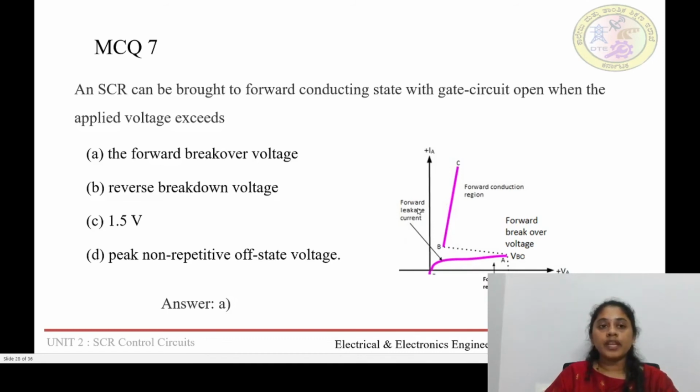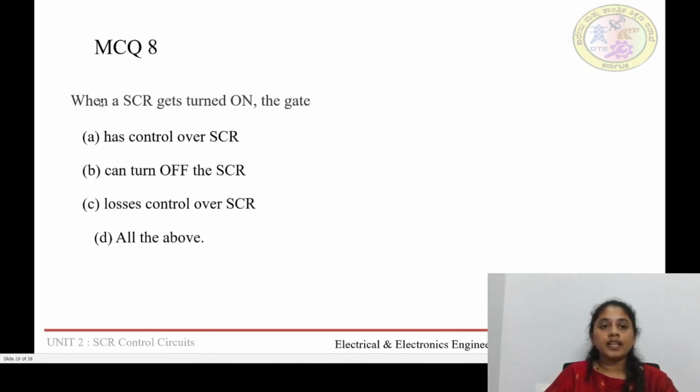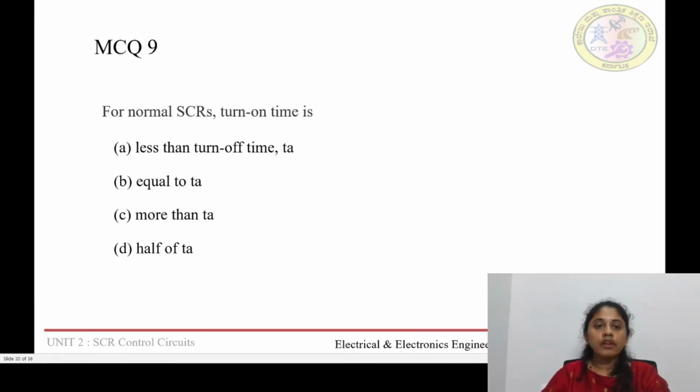Now let's move on to the next question, question number 8. When a SCR gets turned on, the gate: option A, has control over the SCR, B, can turn off the SCR, C, loses control over the SCR, D, all the above. Yes, you are correct. As I already told, it loses the control over the SCR. The answer is C.